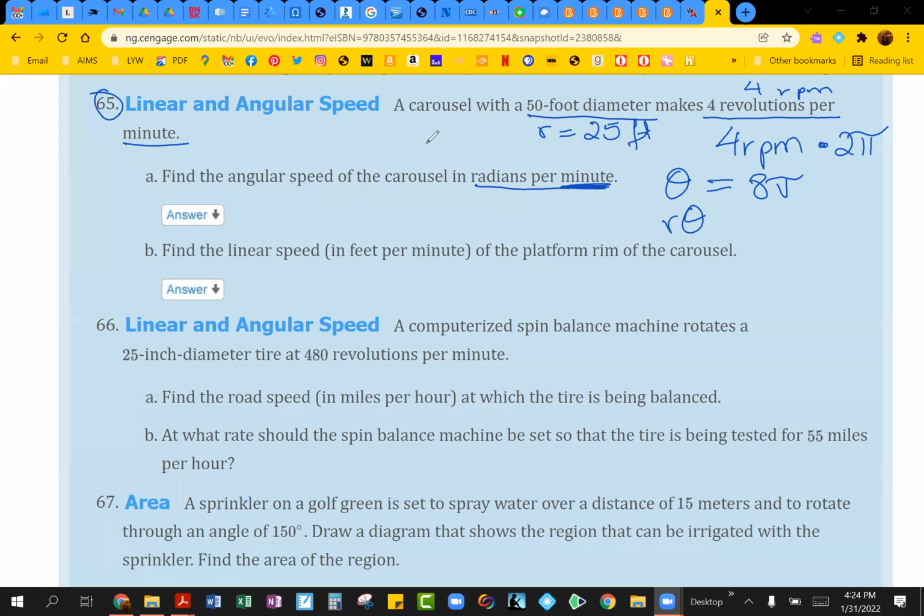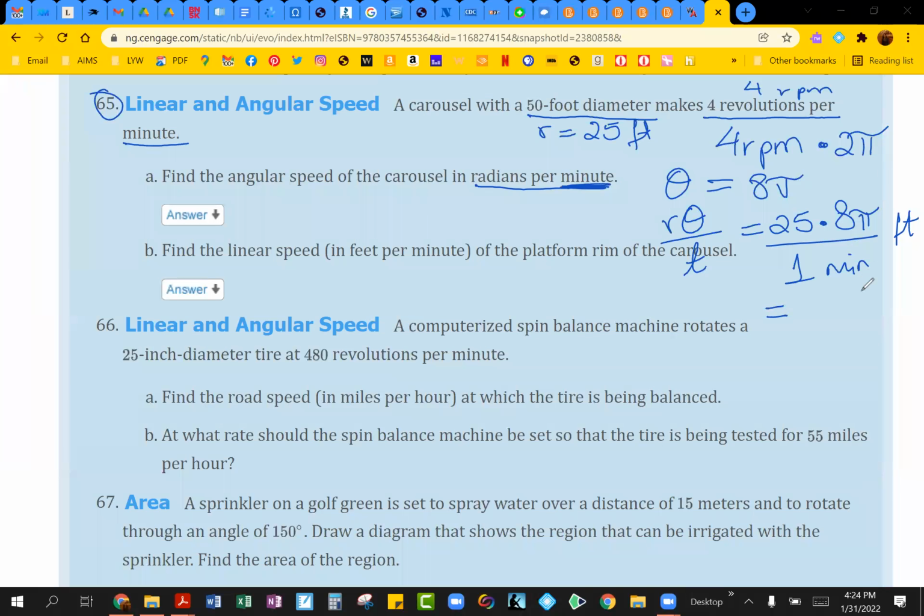And then, of course, we're converting that into time, so that's where you divide it by t. This is where you end up with 25 times 8 pi over 1 minute, and this is going to be in feet. So 25 times 8 will end up giving us what?